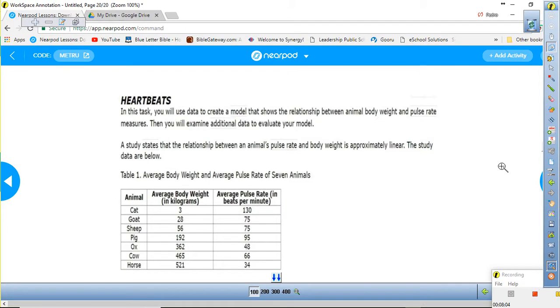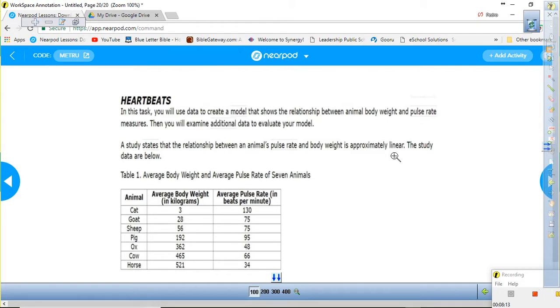So, here goes the problem. It says, heartbeats. In this task, you will use data to create a model that shows the relationship between animal body weight and pulse rate measures. Then you will examine additional data to evaluate your model. Here's what they state for this data. It says, a study states that the relationship between an animal's pulse rate and body weight is approximately linear. What does that mean, linear?